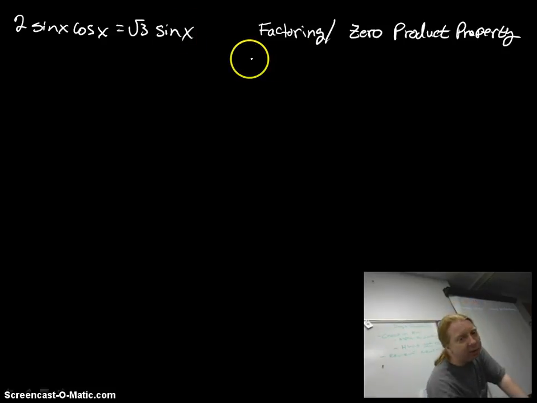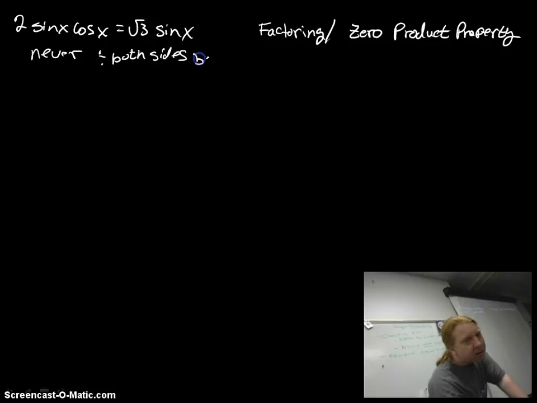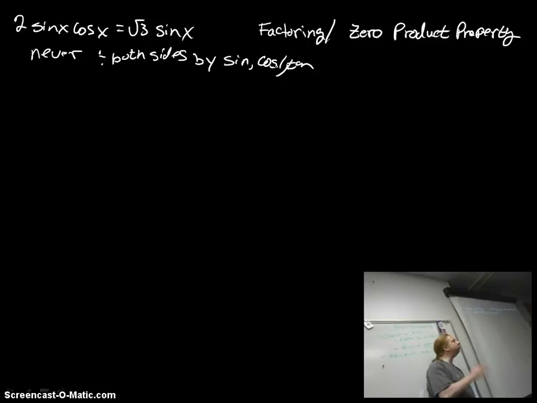You can't divide by sine. Unfortunately, guys, never divide both sides by sine, cosine, or tangent. Never do that. You don't know if sine, cosine, or tangent are going to be 0, so you can't divide it out.